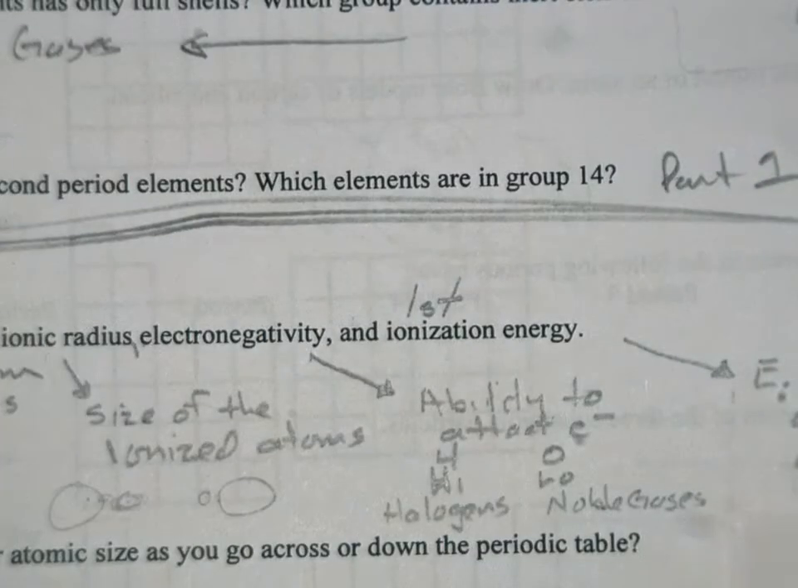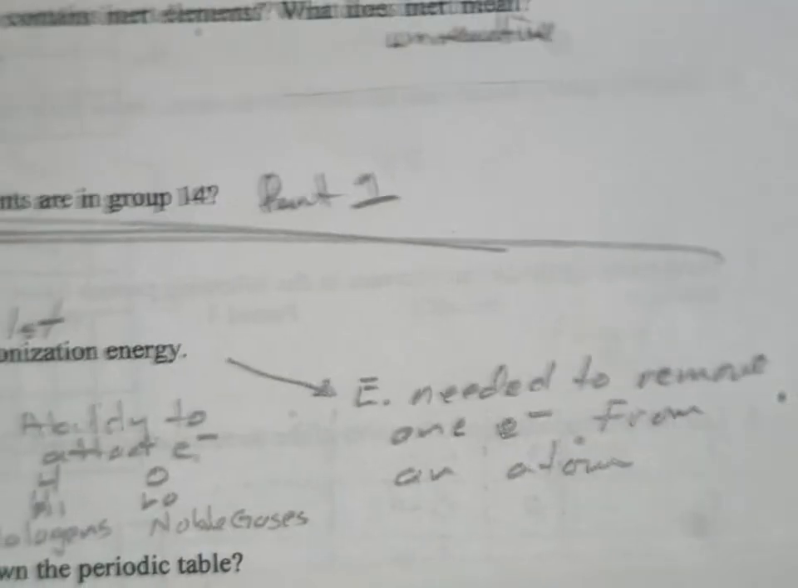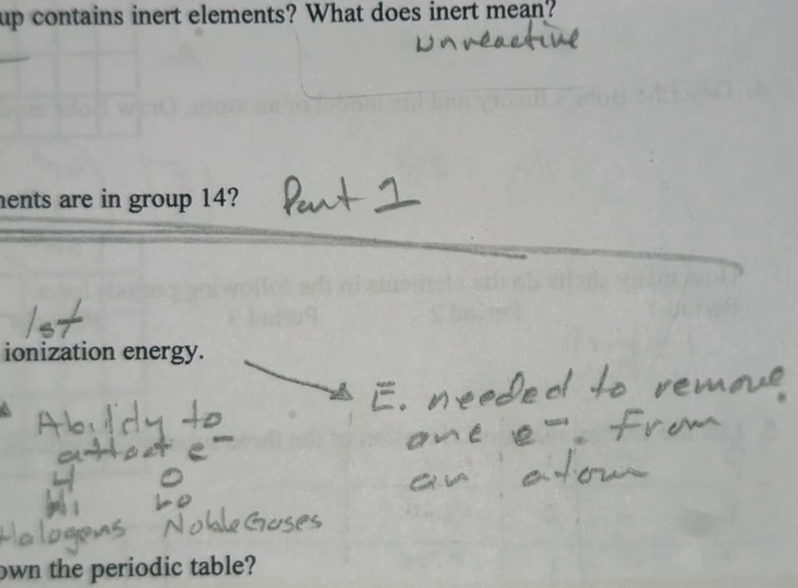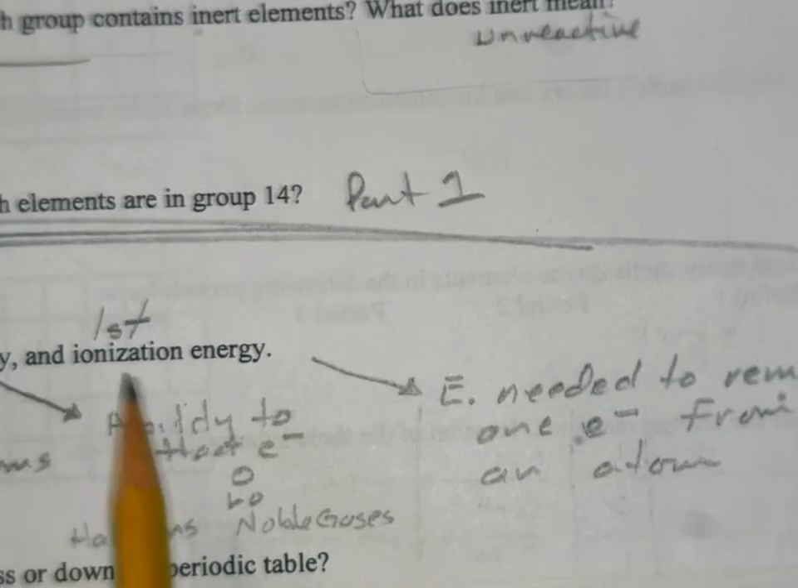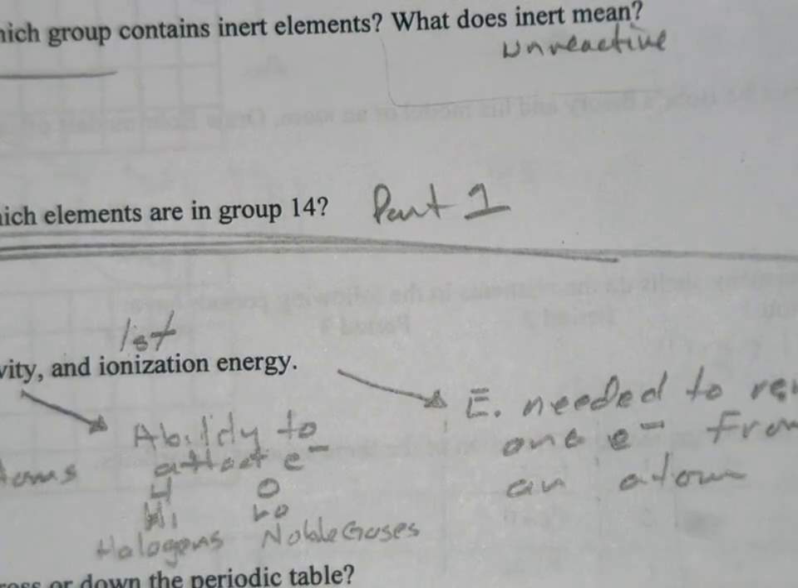Ionization energy. Slide this guy over. So ionization energy is the energy needed to remove one electron from an atom. Now, actually, you might modify this. This is first ionization energy. You don't need to worry about second or third.